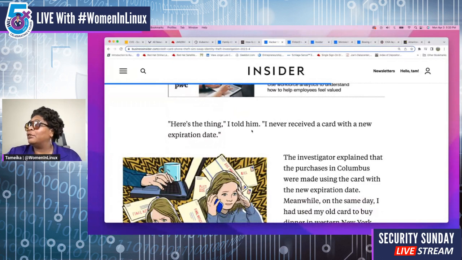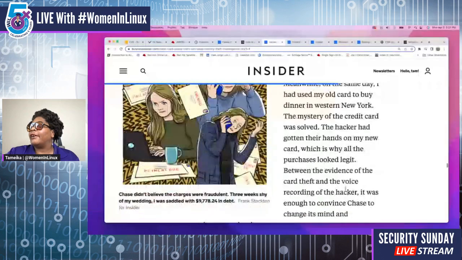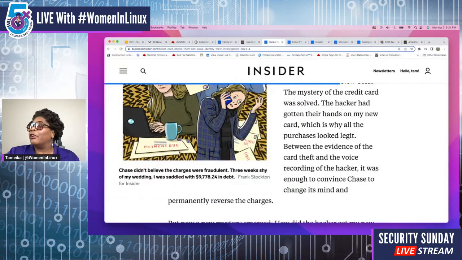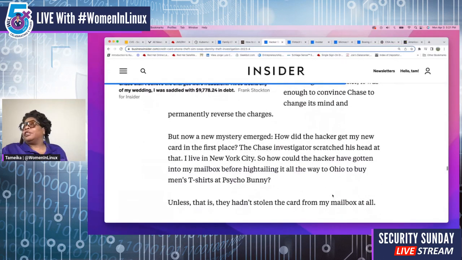Here's the thing, I told him. I never received the card with the new expiration date. The investigator explained that the purchases in Columbus were made using the new expiration card. Meanwhile, on the same day, I had used my old card to buy dinner in New York. The mystery of the credit card was solved. The hacker had gotten their hands on my new card, which is why the purchases looked legit. Between the evidence of the card and the voice recording of the hacker, it was enough to convince Chase to change its mind and permanently reverse the charges.